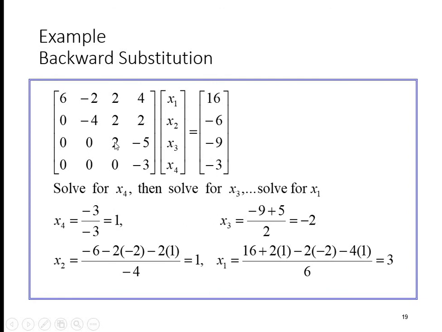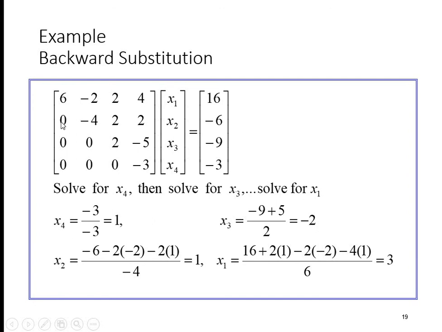Sorry, so let me do that again. This is 2 times x3, this is 0 times x1, this 0 times x2, this 2 will multiply x3, and this minus 5 will multiply x4, and this is equal to minus 9. From there, make x3 the subject of the formula. You should be able to get this, and also substitute x4 by 1, and this is equal to minus 2.